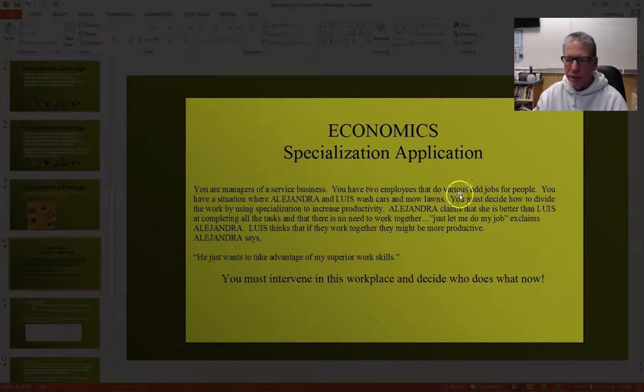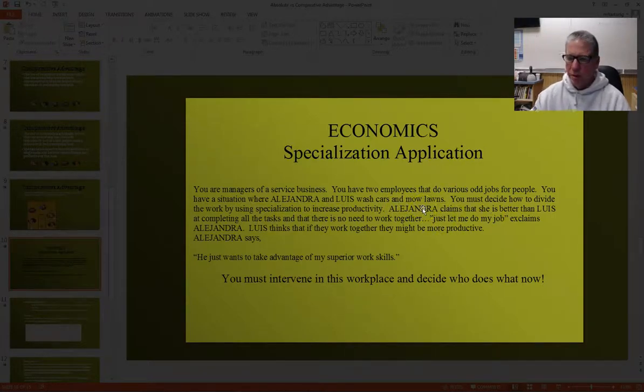You have 2 employees that do various odd jobs for people. You have a situation where Alejandra and Luis wash cars and mow lawns, and that's all they do. They wash cars and mow lawns. You must decide how to divide the work by using specialization to increase productivity. Alejandra claims that she is better than Luis at completing all the tasks and that there is no need to work together. In other words, Alejandra has an absolute advantage over Luis. She's better at everything. She can wash cars faster. She can mow lawns faster. Why should she work with Luis?